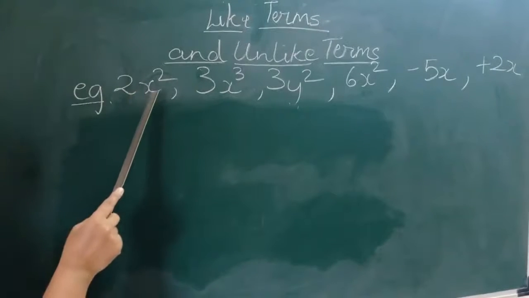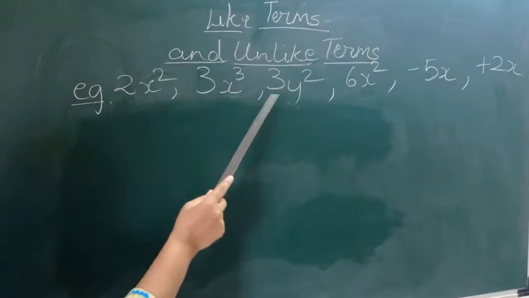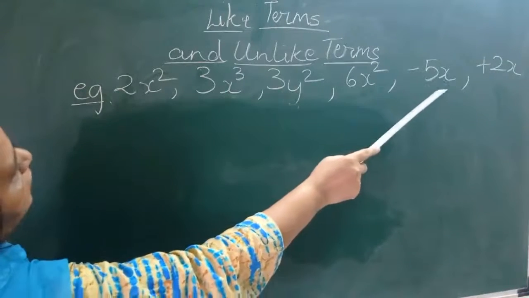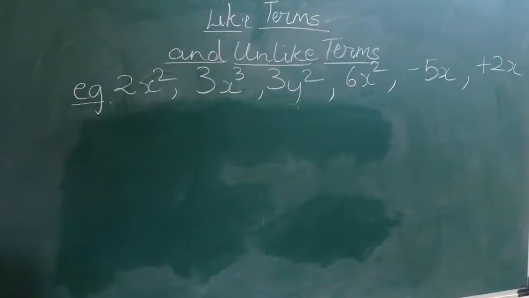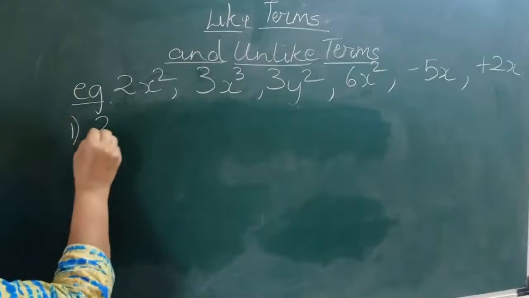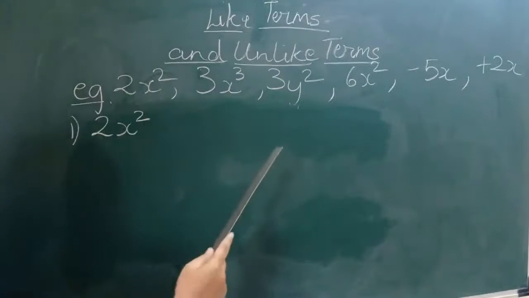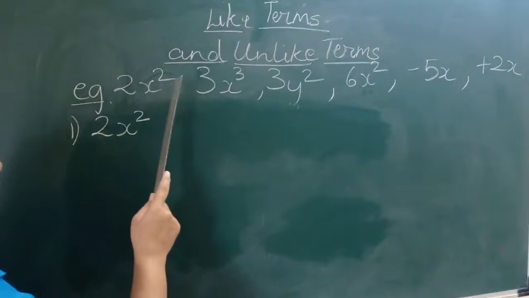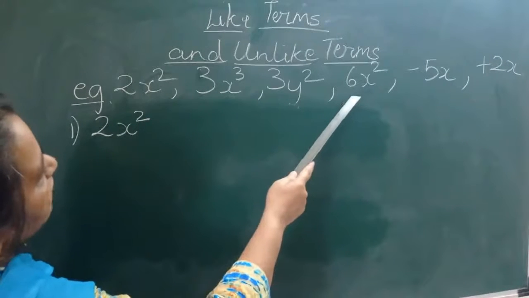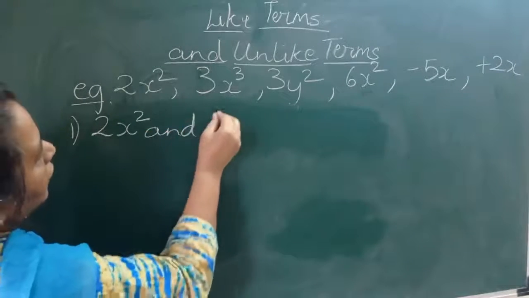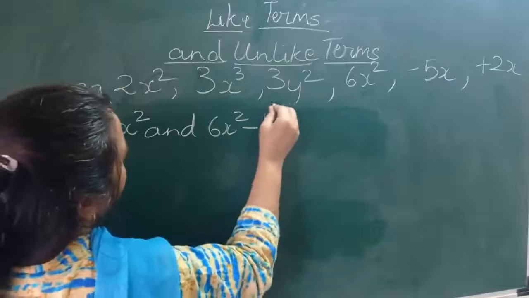2x square, 3x cube, 3y square, 6x square, minus 5x, plus 2x. From these terms, we are going to find which are the like terms and which are the unlike terms. Let us take the first example, 2x square. We will find which other is the same term like this, where the variable and the powers are the same. Here we can say 6x square is the same. So we can write 6x square as a like term.